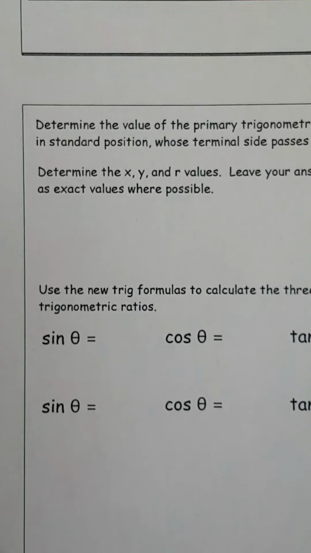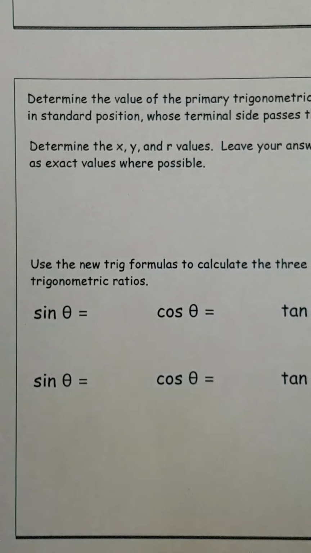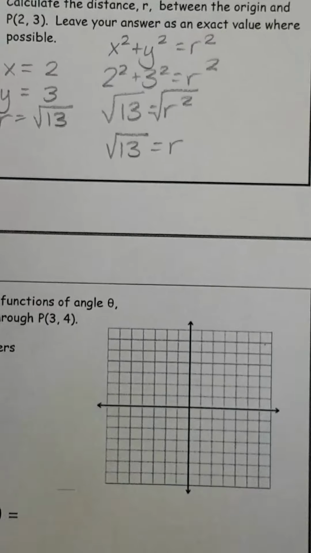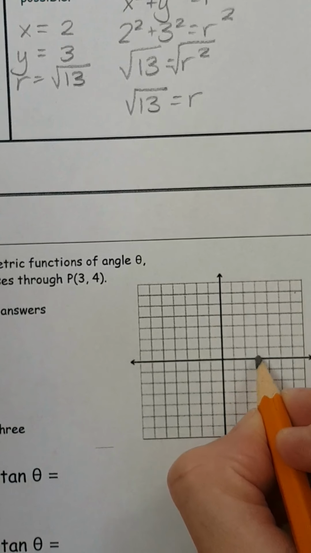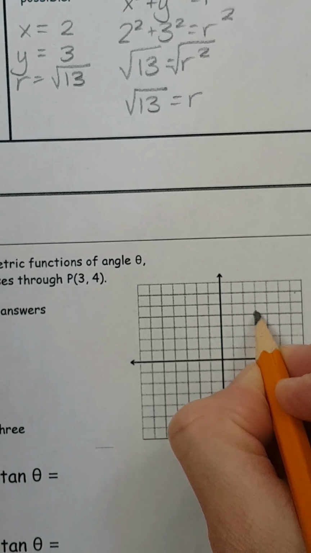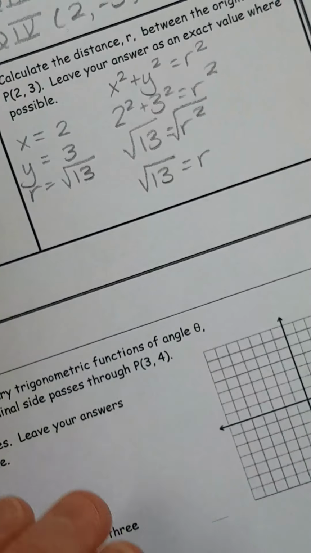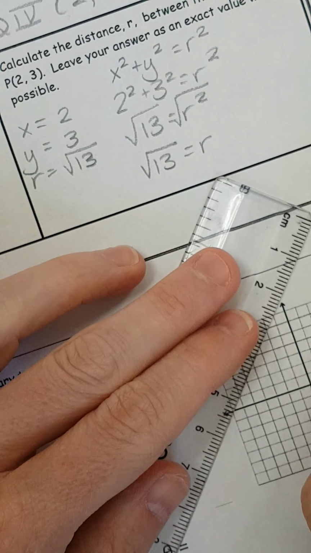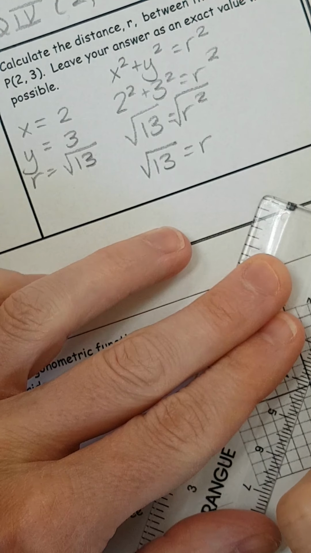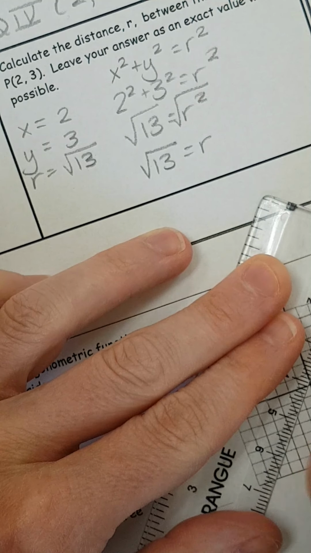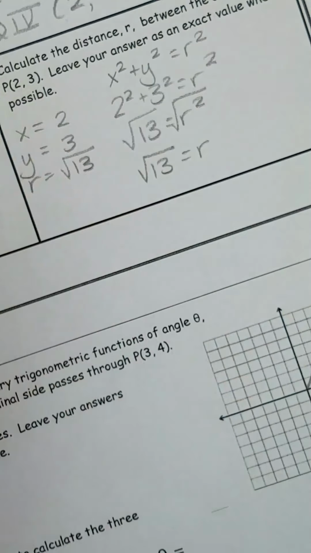Because now what we want to do is figure out the primary trig ratios. It says determine the value of the primary trig functions of angle theta whose terminal side passes through 3 and 4. So we're going to start with something pretty simple here, dealing with the first quadrant. I find a picture is helpful. 1, 2, 3, 1, 2, 3, 4. And it is super important to have a decent understanding of this, just based on what's coming up next.